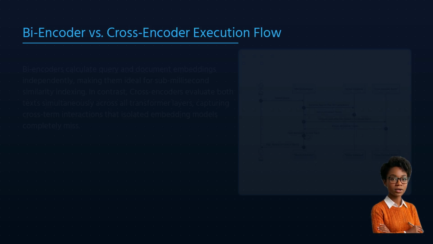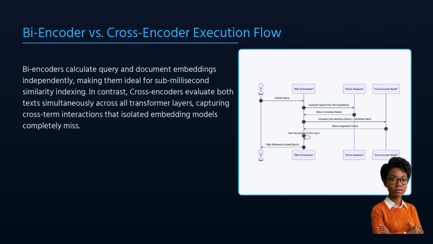Let's break down the execution flow of this hybrid setup. When a user sends a query, our RAG orchestrator first hits the vector database. We pull a generous set of unranked nodes to ensure high recall. We then pass this set, paired directly with the original query, to the cross-encoder. Because the cross-encoder computes joint attention, it spends more operations per candidate but yields highly precise relevance scores, which we sort descending to feed the LLM. Let us look at how this sequence executes in practice.